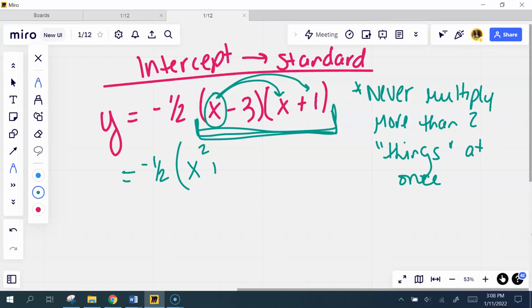X times 1 would be a positive 1x. I'm done with that one. And now I need the negative 3. So negative 3 times x is, of course, negative 3x. And negative 3 times 1 is negative 3.